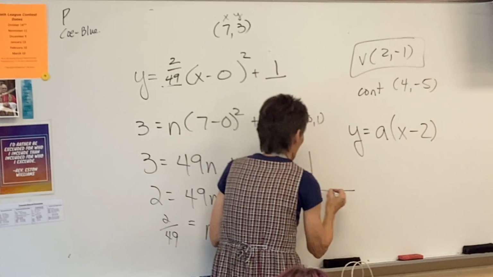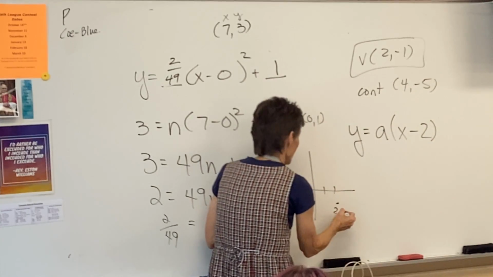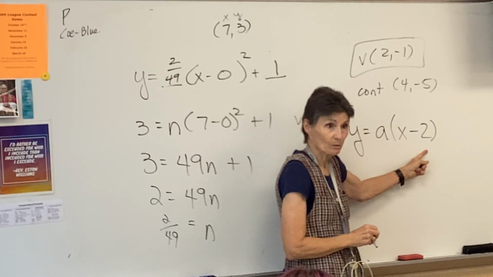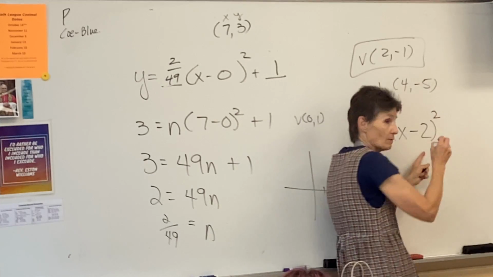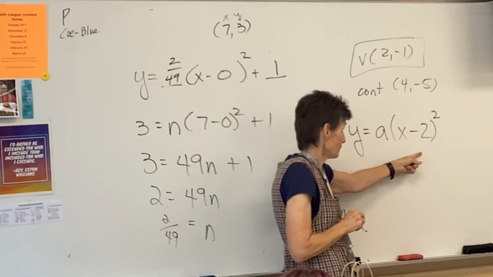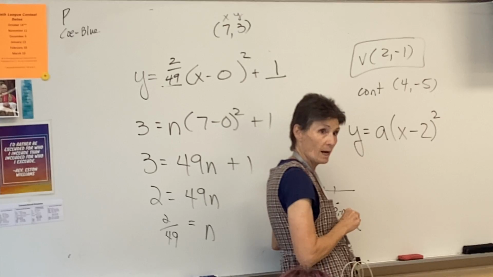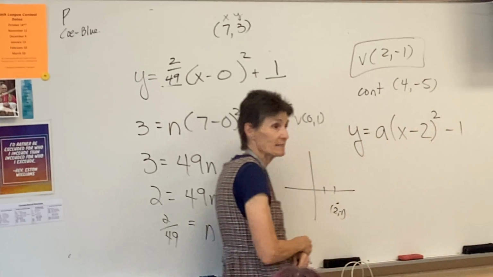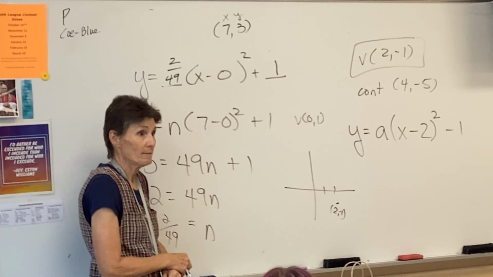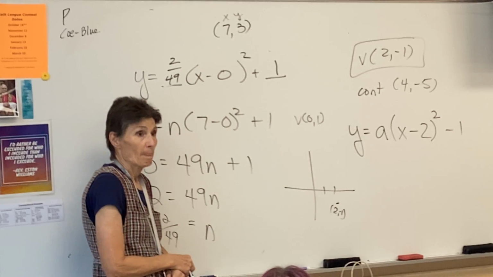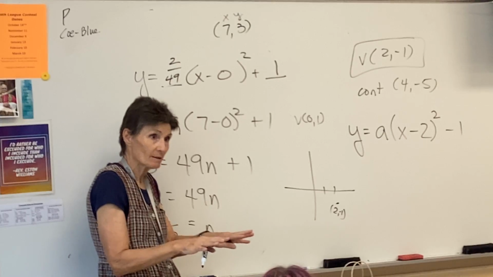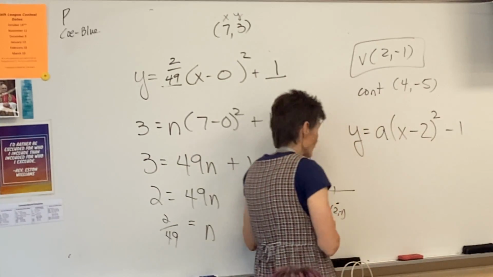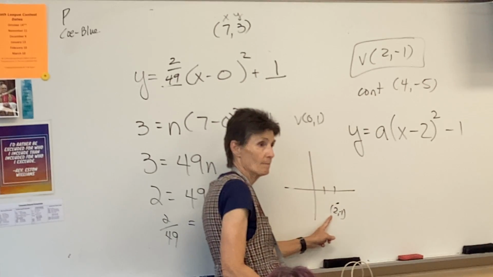Sometimes it helps to draw it. We're going right 2, down 1. So to go right 2, that would have to be an x minus 2. And of course it's squared because it's a parabola. And then we went down 1. So it will be a minus 1 this time because that's what takes me down 1. You know this, just kind of take a deep breath. This would take you right to down 1, which is exactly where you want to be.